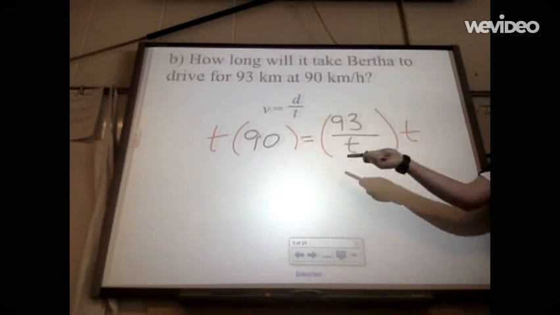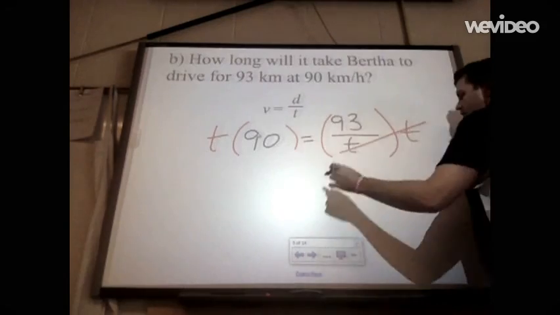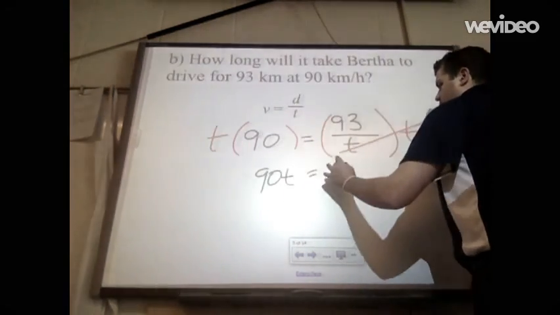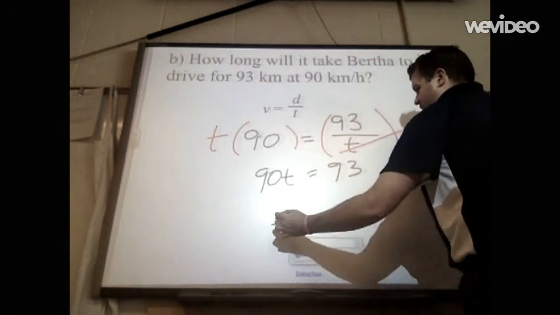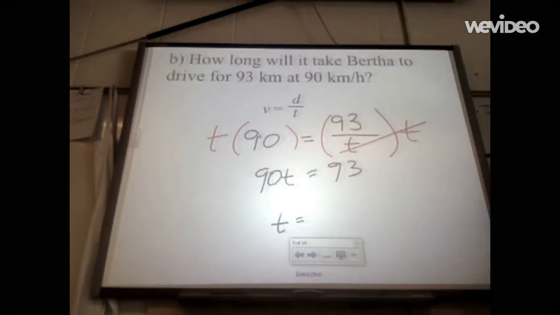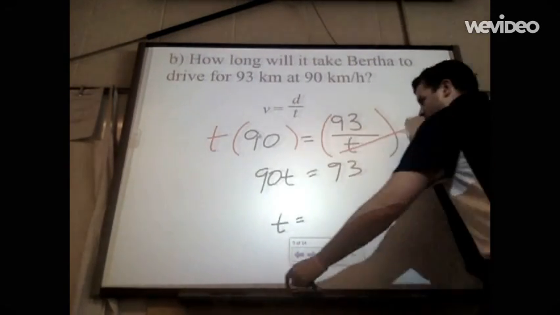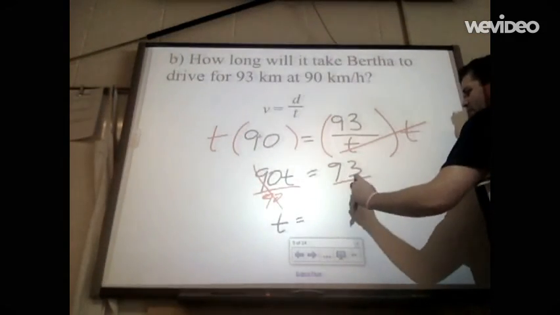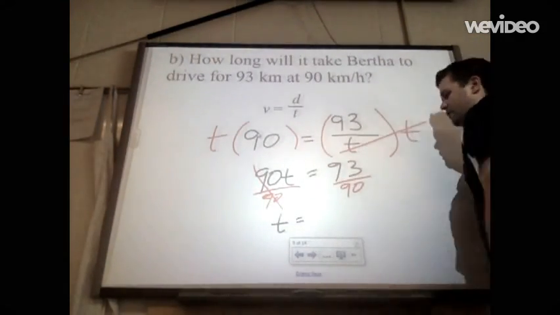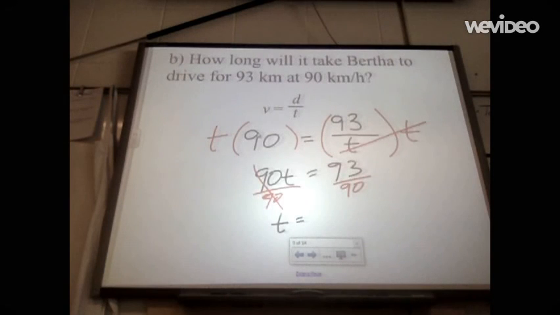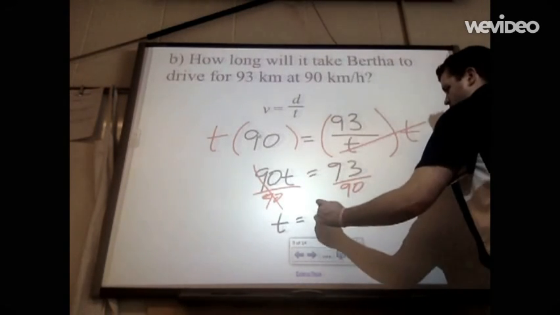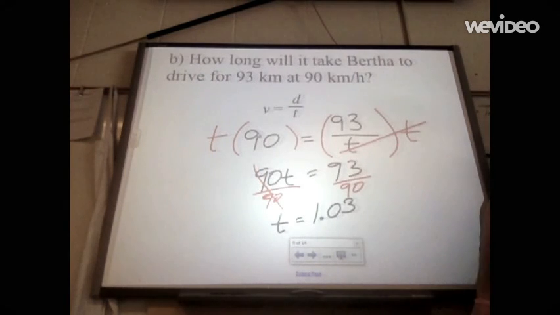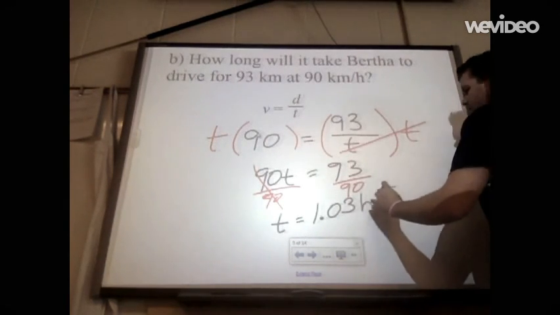Questions, when the variable's underneath the division, it's 2 steps. So the t goes away, leaving you with 90 times t equals 93. And what's the last step now to get t by itself? Divide by 90. So divide by 90 here, cancels, divide by 90 here. What are you left with? Okay, and units? Hours.